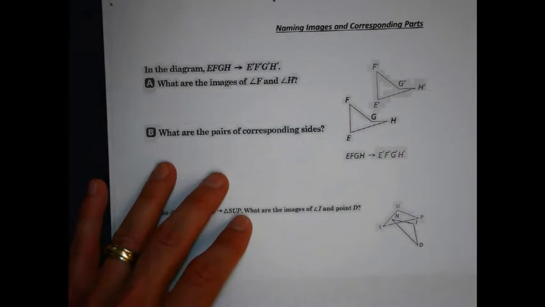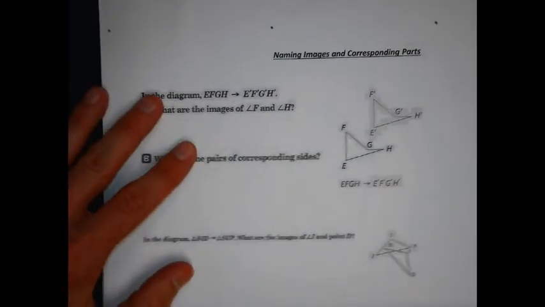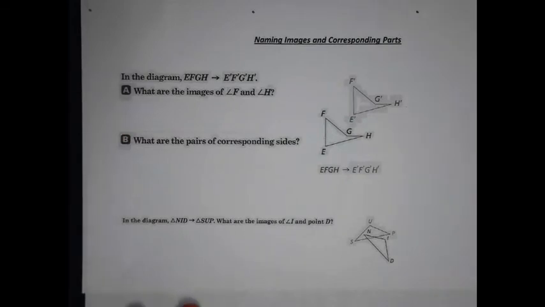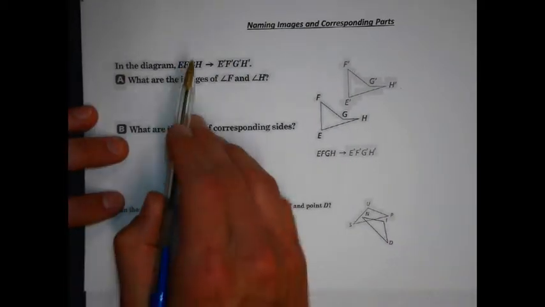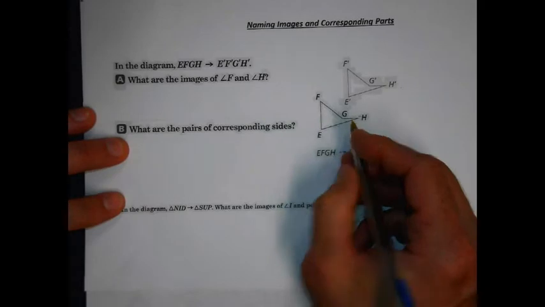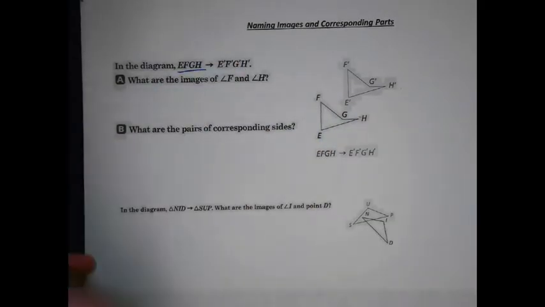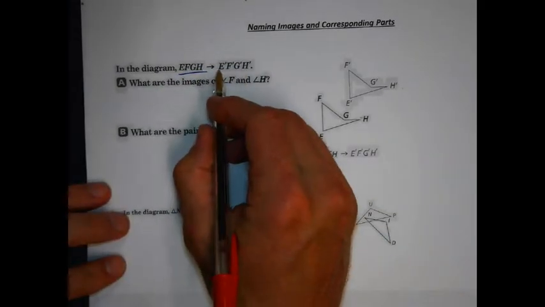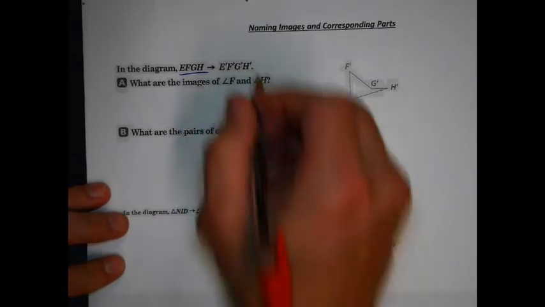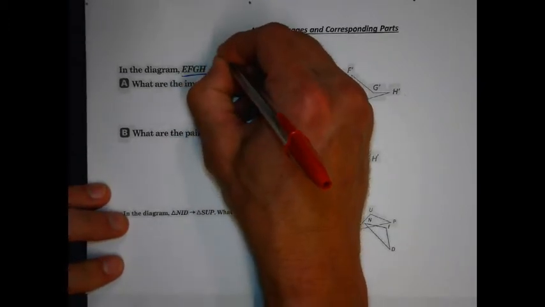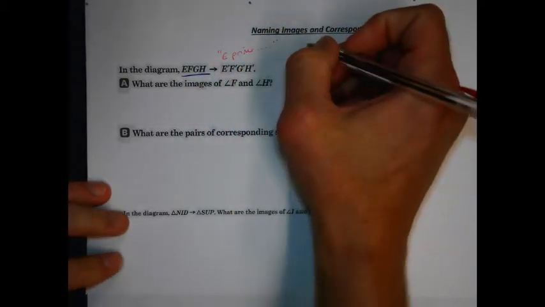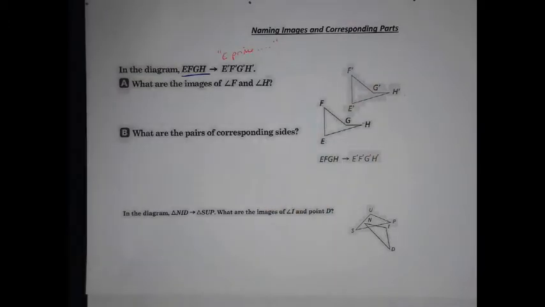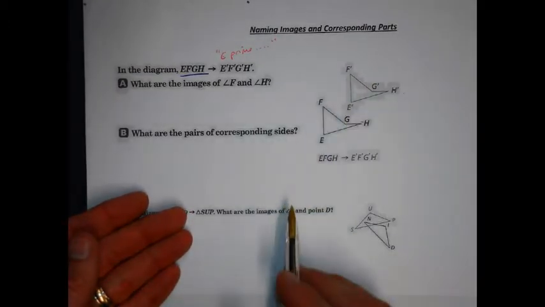Now, on to this part. What we can do is now name images and their corresponding parts. So take a look at this example. It's going to be a little bit more basic than it might look, as long as we can read appropriately. So in the diagram, we have E, F, G, H. Here's the shape, E, F, G, H. We'll do that in blue, and then the way we say that is E prime, F prime, G prime, and H prime. That's the image here in red.